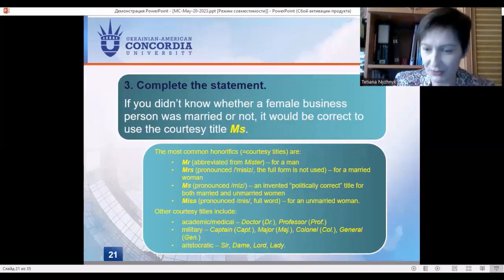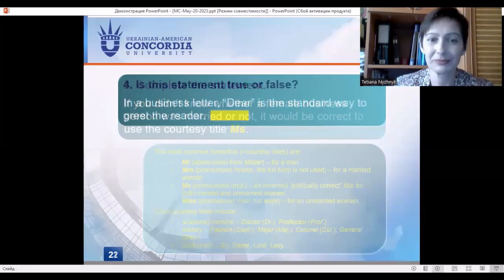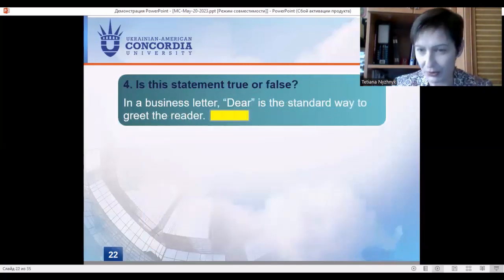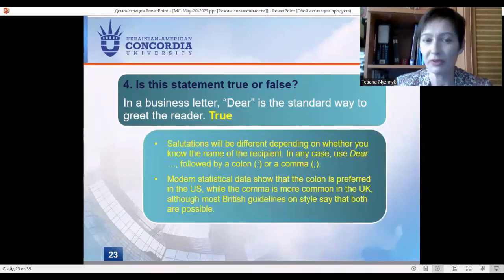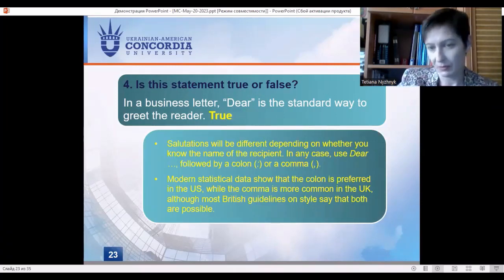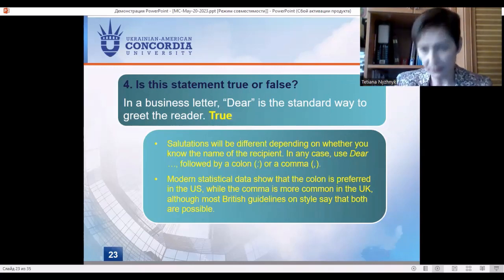And now we're moving on to question 4. Is the statement true or false? In a business letter, dear is the standard way to greet the reader. And I will answer the question. Yes, it is. When you open a letter, you greet the reader, starting with dear someone, like dear name, dear colleagues, or dear all. The word which will follow usually starts with a capital letter. Like in the phrase dear all, you will capitalize the A.